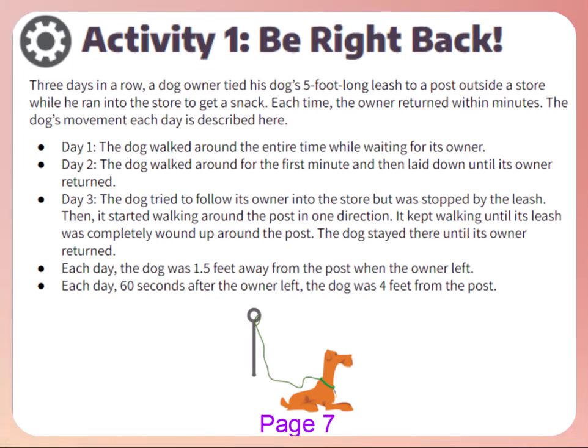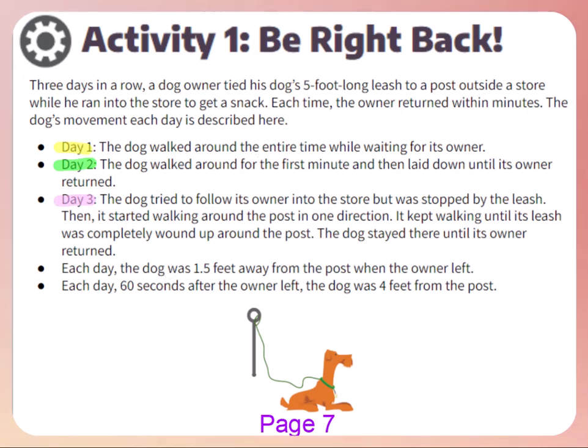We're looking at a dog tied to a stake. He has a 5-foot-long leash to his post outside of the store, and his owner runs into the store to get a snack. Each time the owner returns within minutes, and the dog's movement is described on day 1, day 2, and day 3.